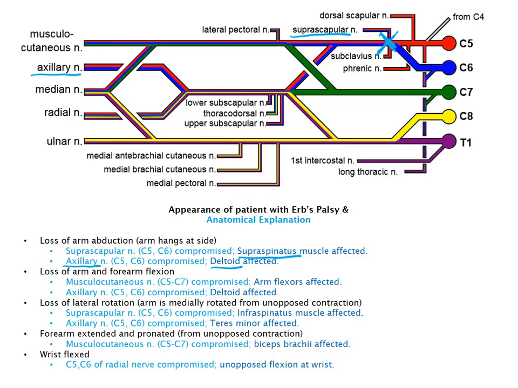Patients with Erb's palsy are also unable to flex their arm and forearm. This is due to the fact that the arm flexors are innervated by the musculocutaneous nerve, which originates from C5, C6, and C7. In this case, the C7 fibers are not affected. However, both C5 and C6 fibers are. To a much lesser extent, the deltoid muscle also assists in flexion of the arm. And as we already know, that's innervated by the axillary nerve, which was compromised in this instance because it's innervated by C5 and C6 as well.